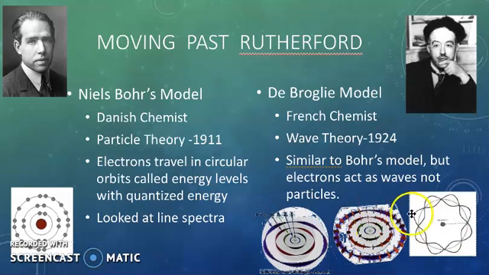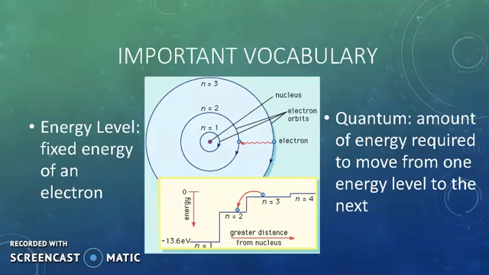They want to act as both, so we kind of have this wave theory going for our model of the atom for de Broglie. Some important vocabulary. Energy level is a fixed energy of an electron. So in this picture here, n equals 1 would be the first energy level, n equals 2 is the second energy level, and n equals 3 is the third energy level.